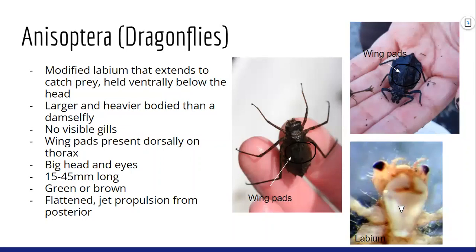They're larger than damselflies or Zygoptera, which we'll look at next, because they have a bigger head and bigger eyes. And they have just a larger body overall. They have no visible gills. They appear flattened. They're usually 15 to 45 millimeters long, and they actually have jet propulsion from their posterior end. And usually they're green or brown or dark in color.